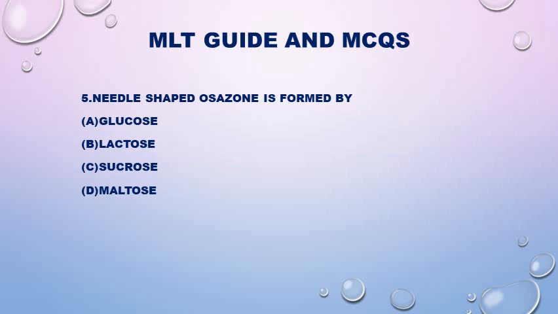5. Needle-shaped osazone is formed by options A. Glucose, B. Lactose, C. Sucrose, D. Maltose. And the answer is option A. Glucose.